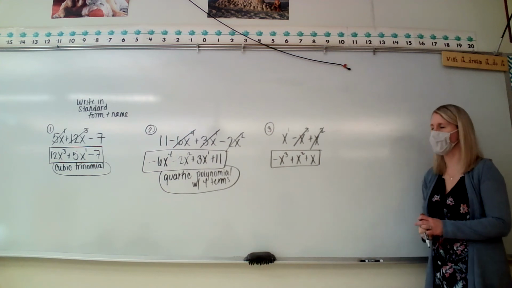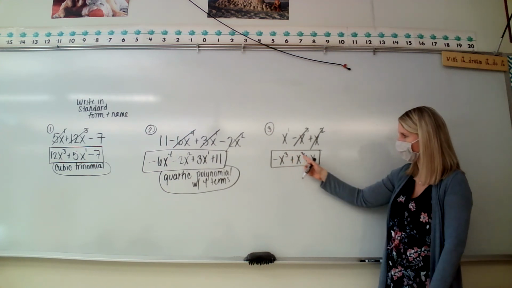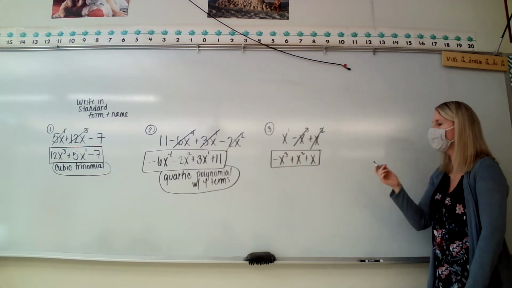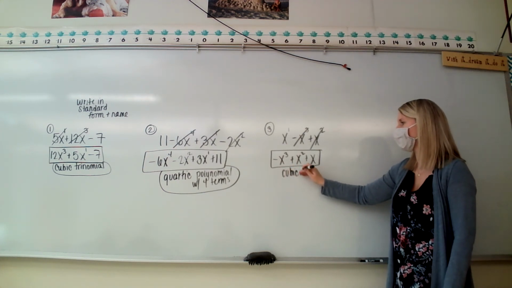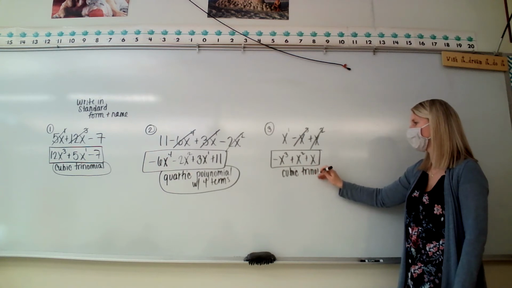And so nothing too crazy, just moving things around. And then it looks nice. You know, everything's going down in order. We all have the same answer. And then this would be called a cubic. Oh, another cubic trinomial.